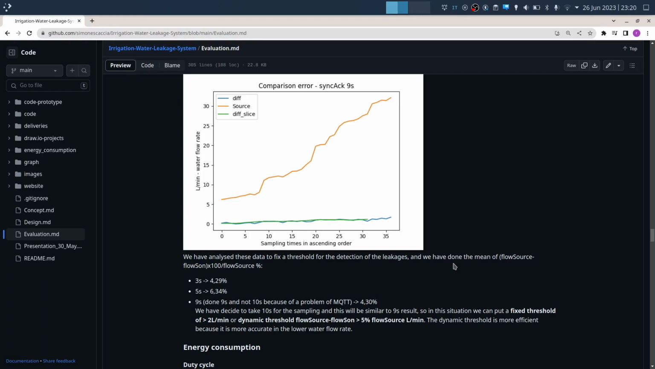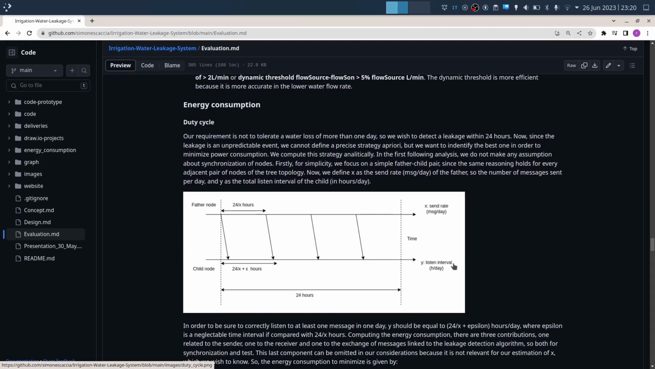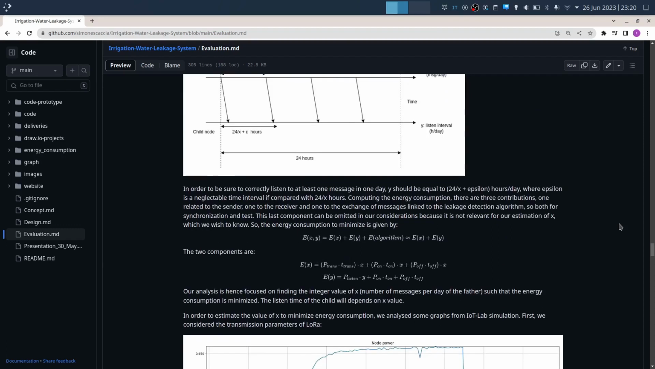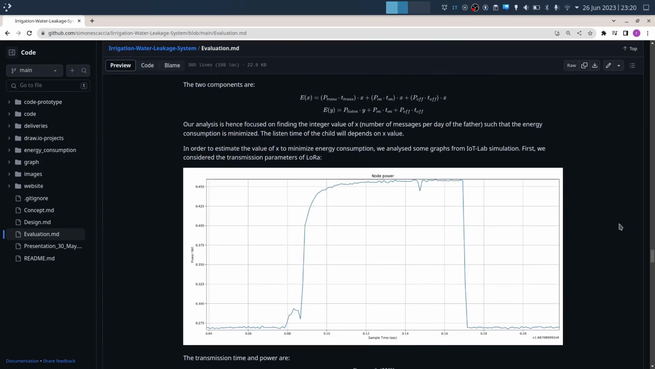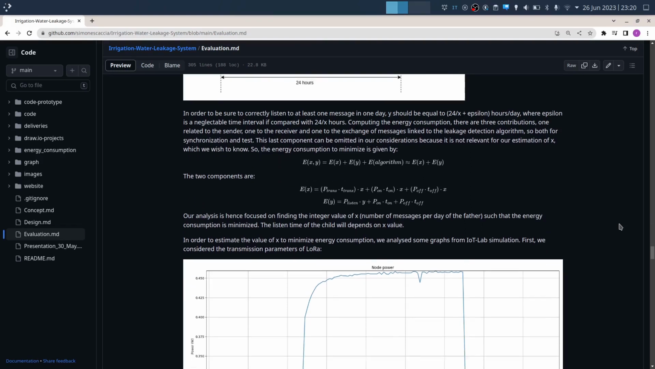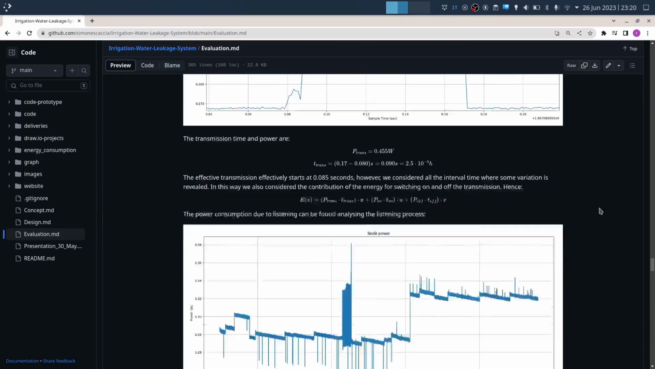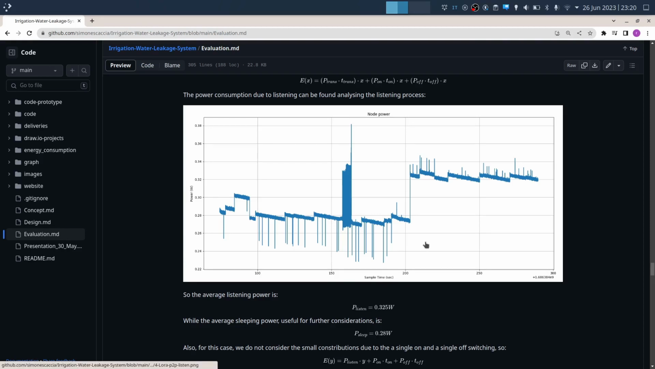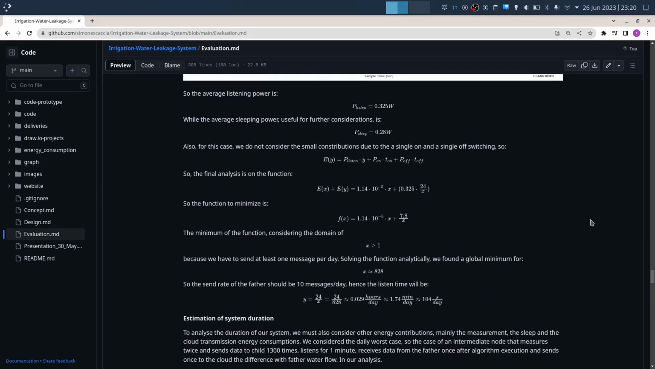After this analysis regarding setting the threshold, we have analyzed the duty cycle and in particular the energy consumption. We have tried to minimize the consumption. To do this, we have taken different data on the IoT Lab. In particular, we have taken the energy of sending, of sleeping, and of listening. With this data, we have created a minimization function. We have found that the correct number of messages is 828, and these are the messages that minimize the consumption.